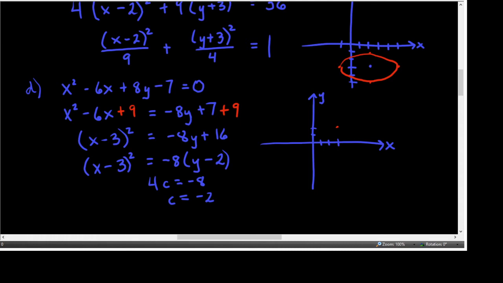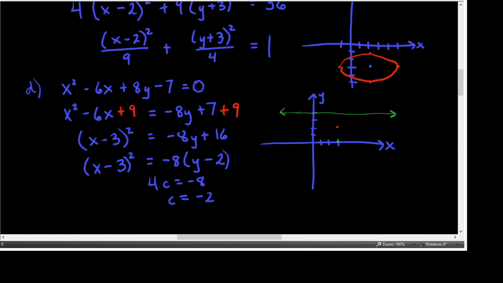And so since c is negative 2, and since x is the variable that's squared, that means we're going to move up and down that value of 2. The focus will be in the downward direction because c is negative. So that puts it right there. That's where the focus is. And going the opposite direction 2 will get us to the directrix. I'll just draw a solid line here.